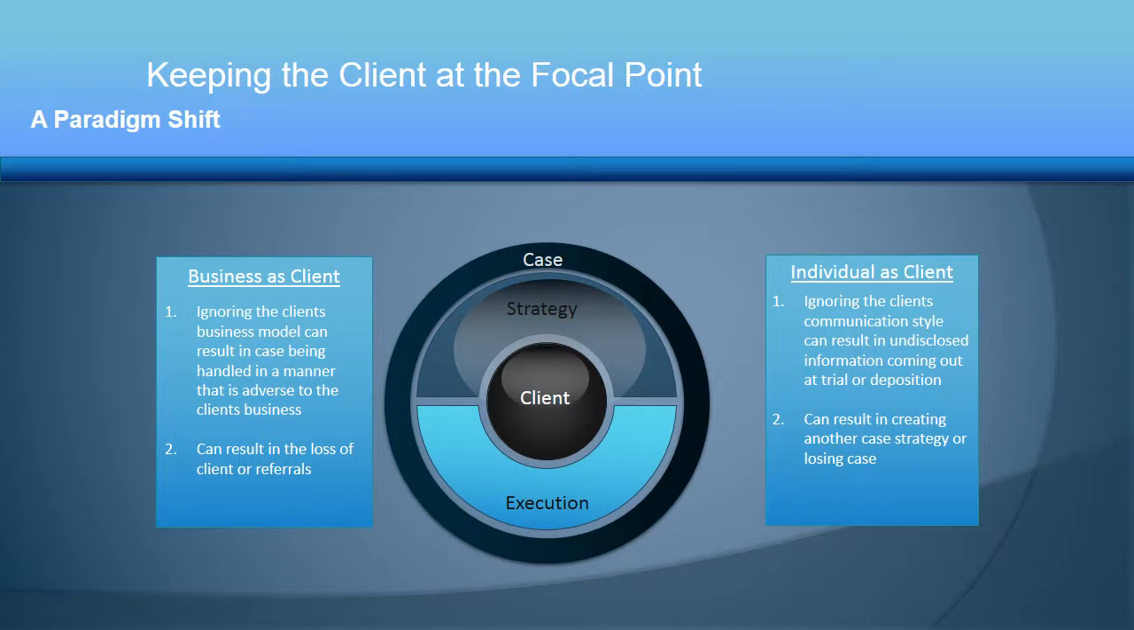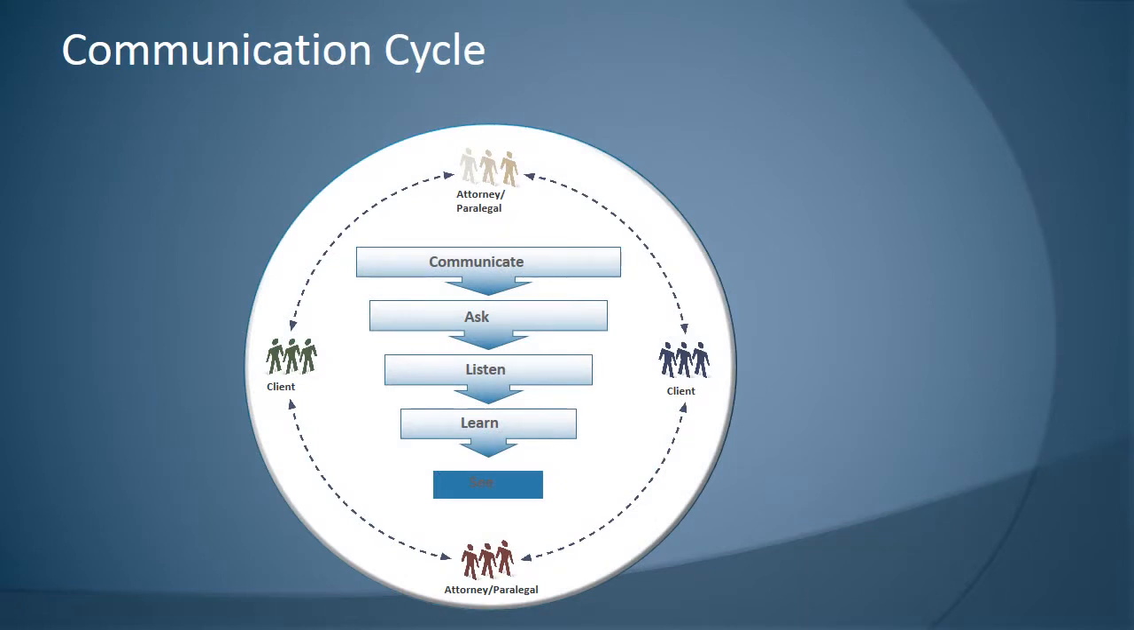Now, when the individual is a client and you ignore their communication style and you fail to provide status updates and keep them in the loop of the case, this can result in undisclosed information coming out at trial or deposition, which will be extremely disastrous, and it may result in creating another case, or worst case scenario, losing that particular case.